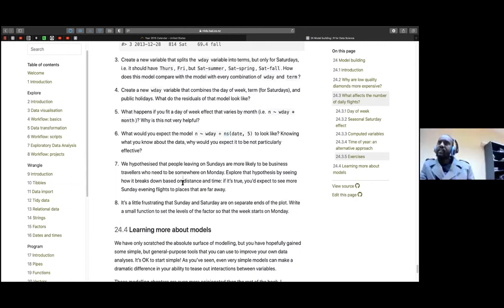Right, and number 7 says, why hypothesize that people flying on Sundays are more likely to be business travelers who need to be somewhere on Monday? Explore the hypothesis by seeing how it breaks down based on distance and time. If it is true, you expect to see more Sunday flights to places that are far away. I didn't attempt this one. So did anybody attempt this question? Ruth, Alan, anybody attempt this question?